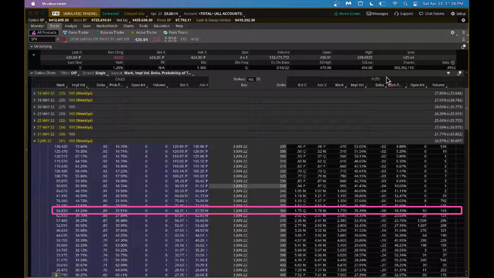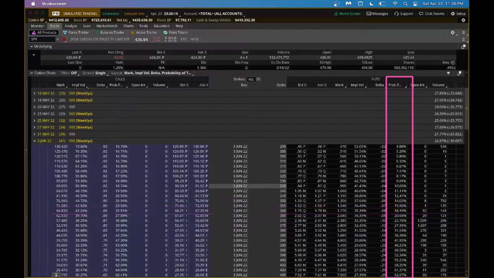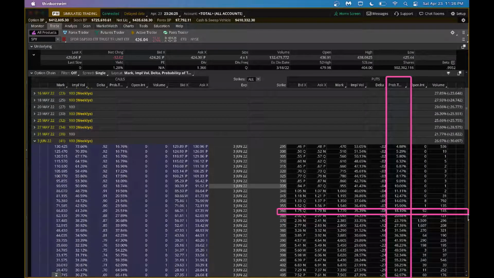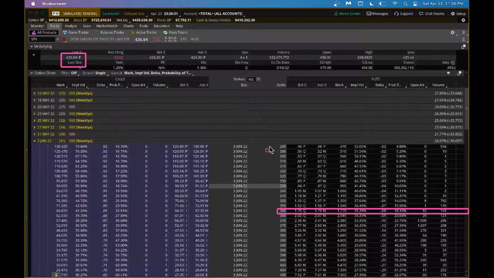We got the probability of touch here. This tells you the probability of this price, which is 360, getting breached by the expiration date. There's an 18% chance the SPY price, which is currently 426, can reach 360 by this date here, June 3rd. So I think it's a good chance here.